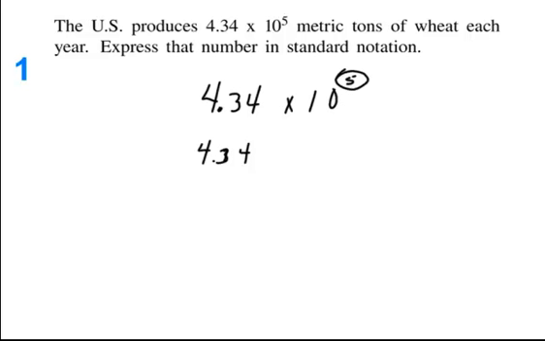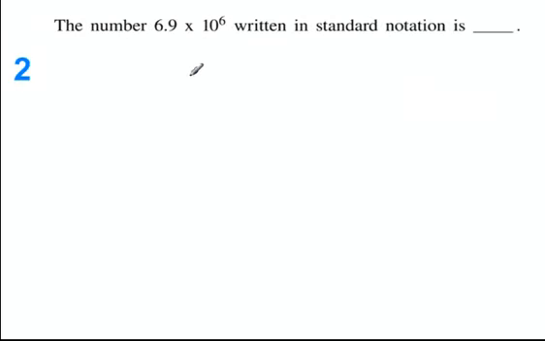So I'm simply going to take my decimal and move it 5 places to the right. Now I'm going to do a little shortcut. 1, 2, which means I'd have how many more zeros? 3. And then I'm going to write that number appropriately with the comma. So 434,000. Easy stuff.